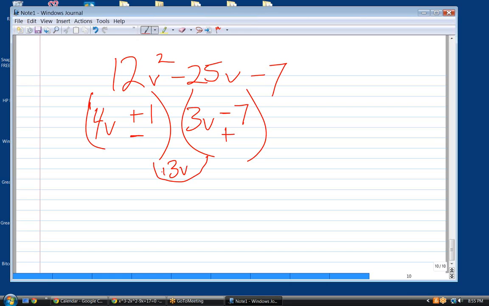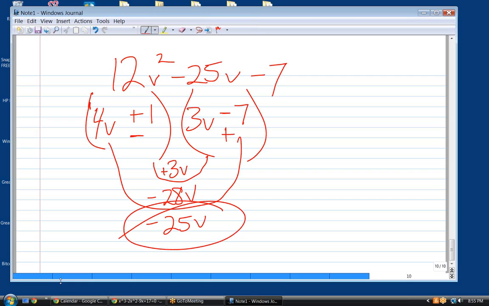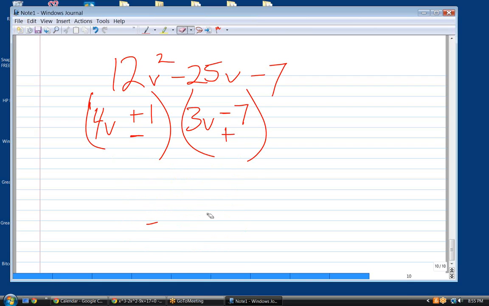3v minus 28v adds to minus 25v. So that's our solution.